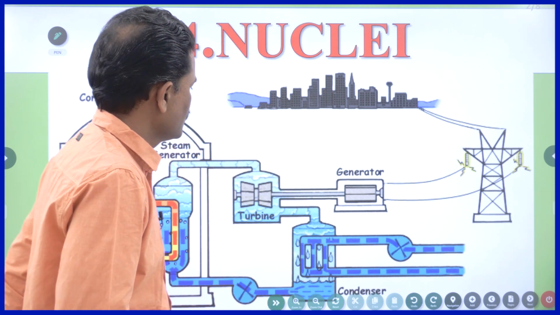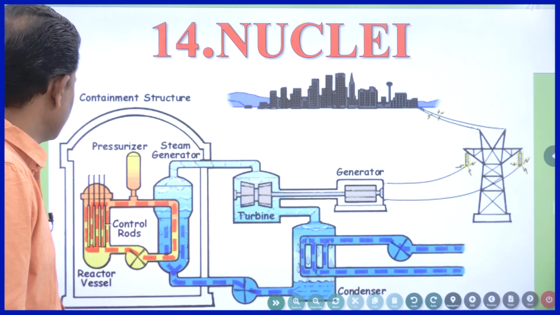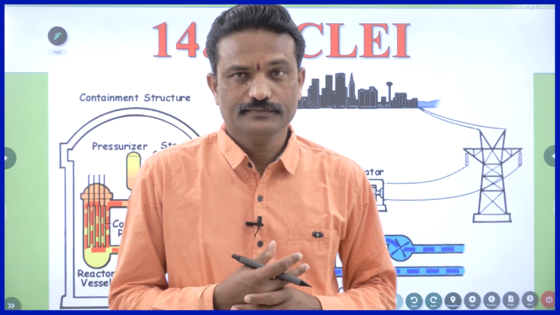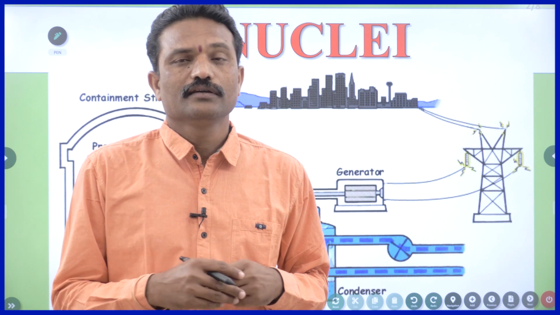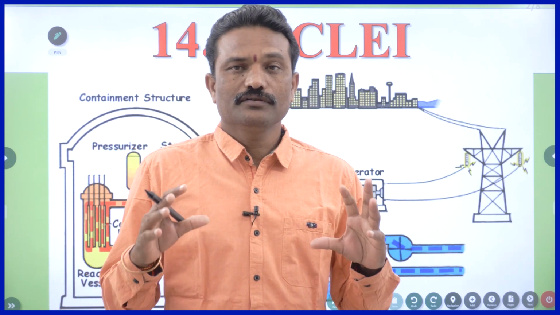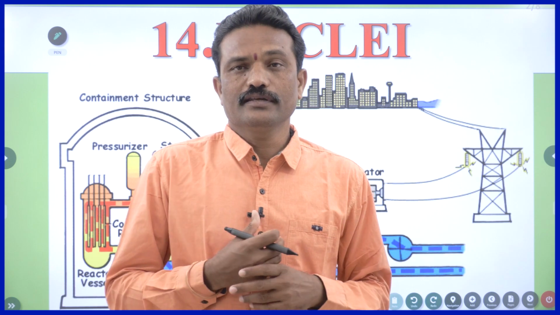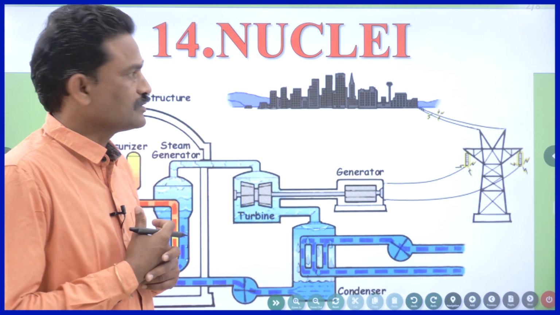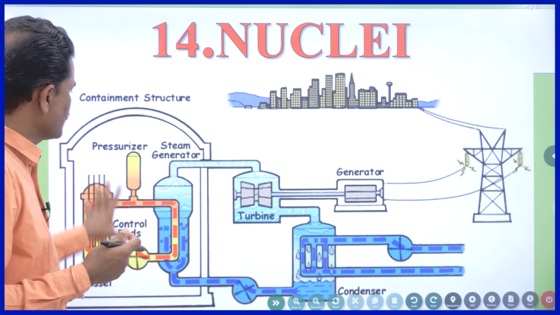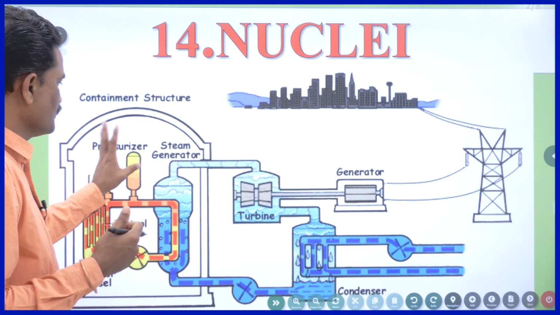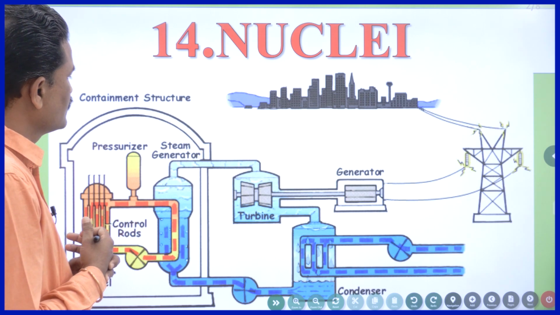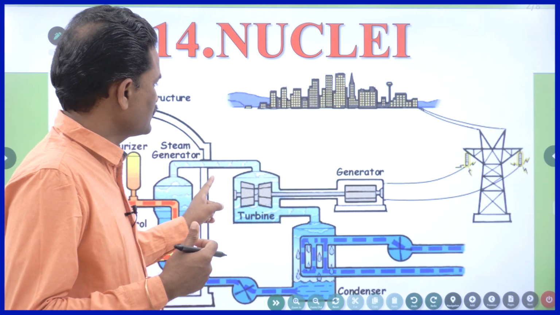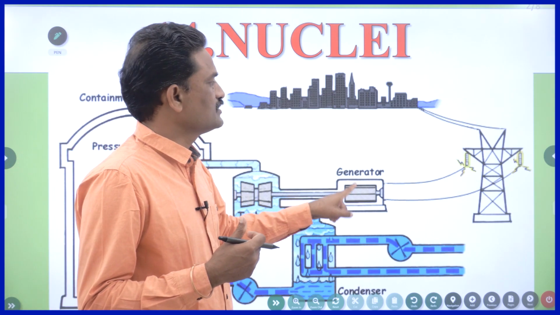This is the schematic diagram of a nuclear reactor. Nuclear reactor is the source of nuclear energy. So, what is nuclear energy? We will be discussing. By using a nuclear reactor, we produce electricity. What are the parts of a nuclear reactor, we will be discussing. With this, we are able to rotate a turbine. Because of that, electricity is generated.